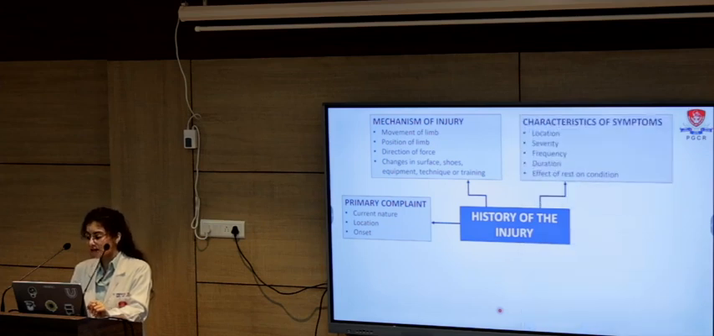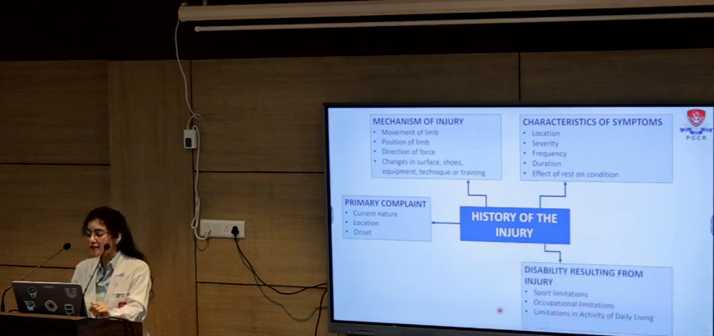Third section is characteristic of symptoms. Here we gather details about the location, severity, duration, and behavior of the symptoms, like whether they worsen with activity or improve with rest. We also explore the disability resulting from injury, which includes limitation in sports performance, occupational duties, or daily activities. This gives us insight into how the injury is impacting individual function.